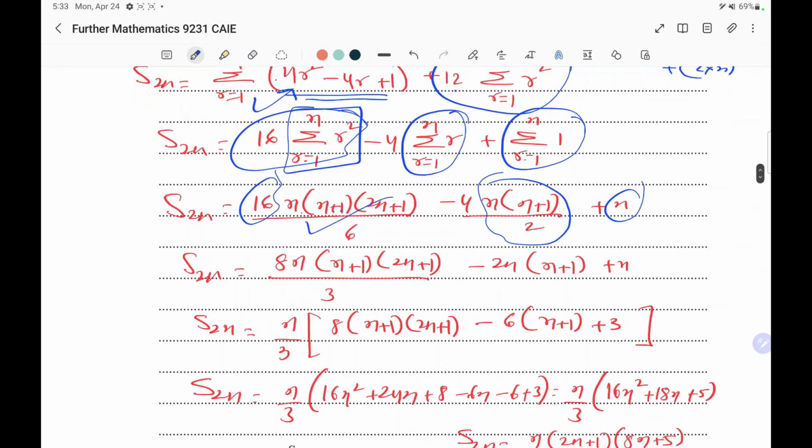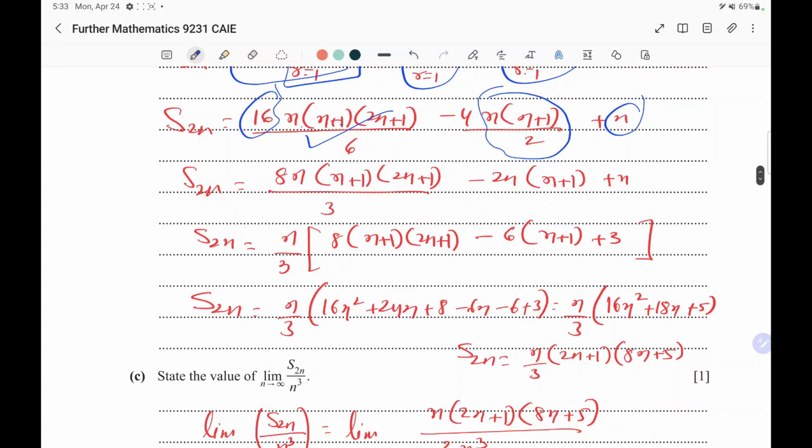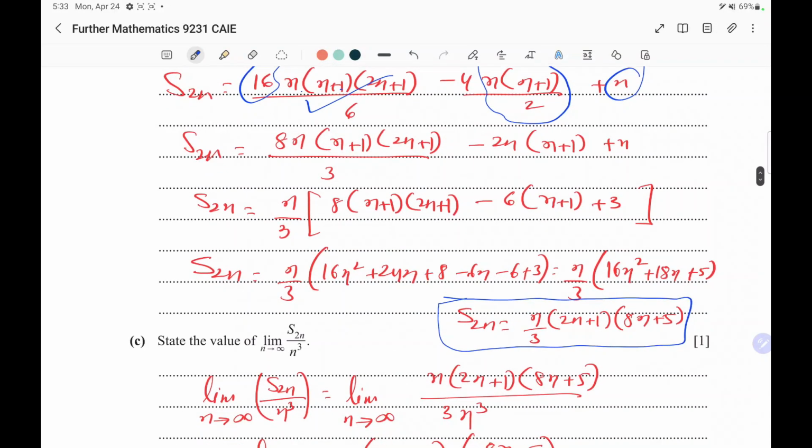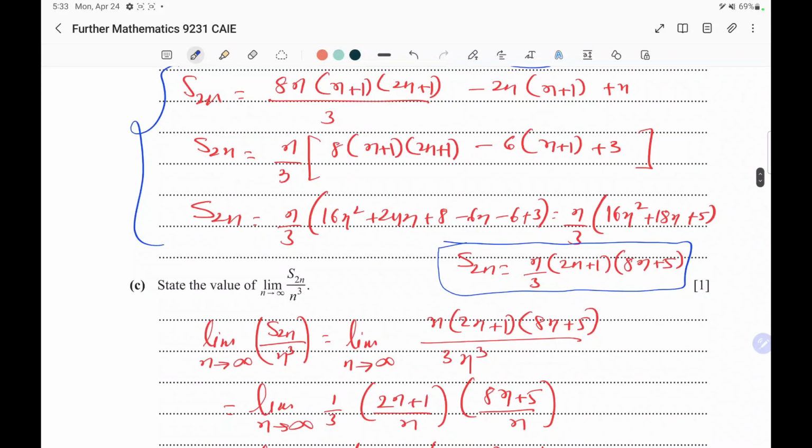Now step by step I have calculated, I have shown all the necessary steps, how to do common, and finally you can pause the video and go over these steps. This is your work. Now, state the value of the limit S n over n cube as n tends to infinity. Okay, we have to divide by n cube.